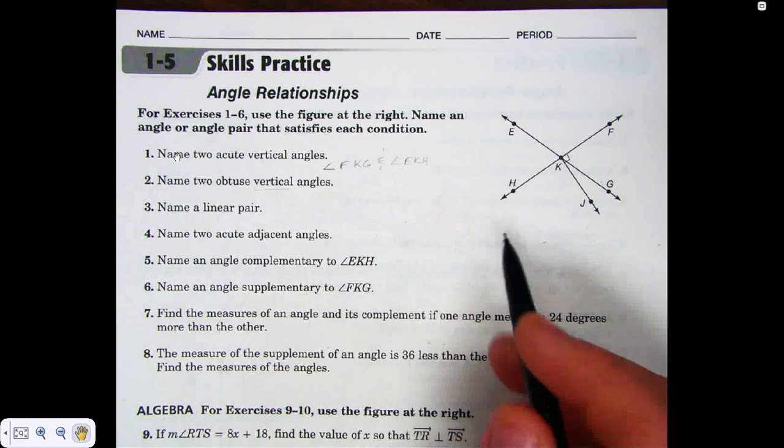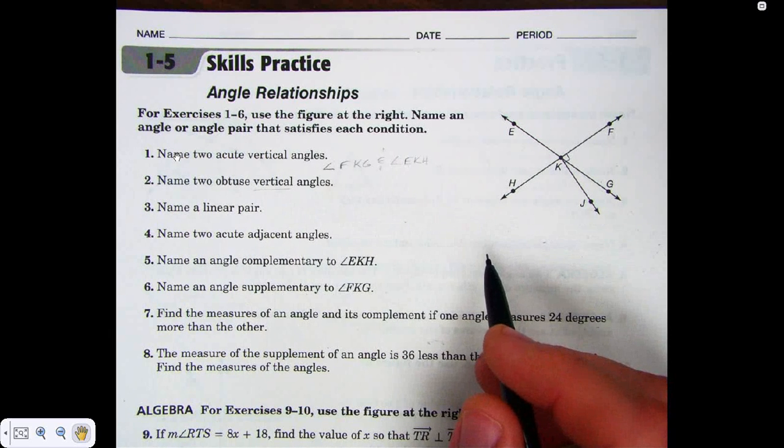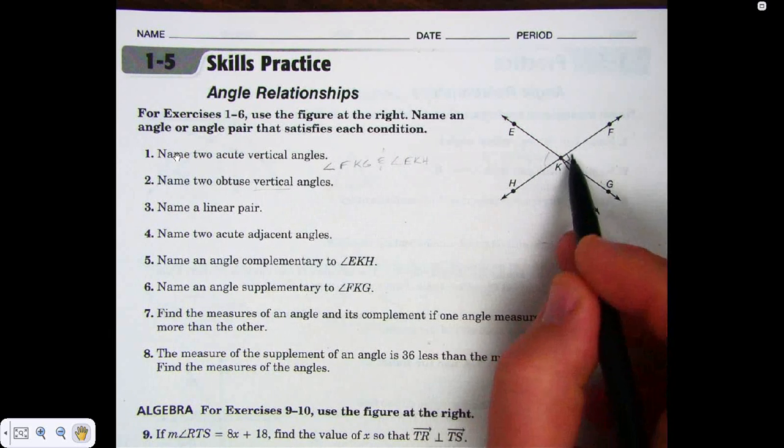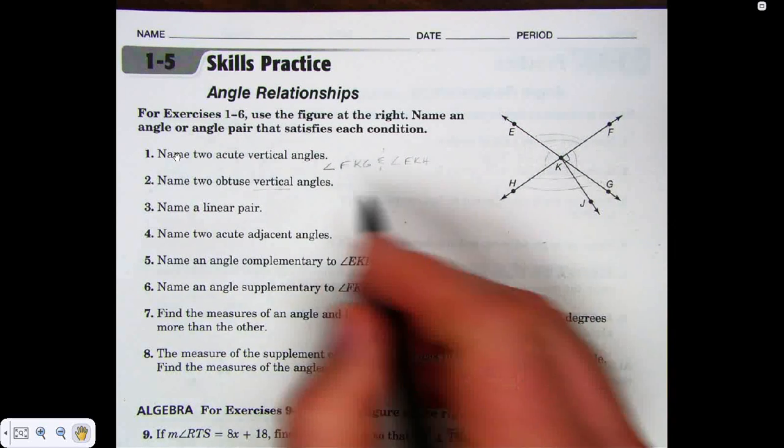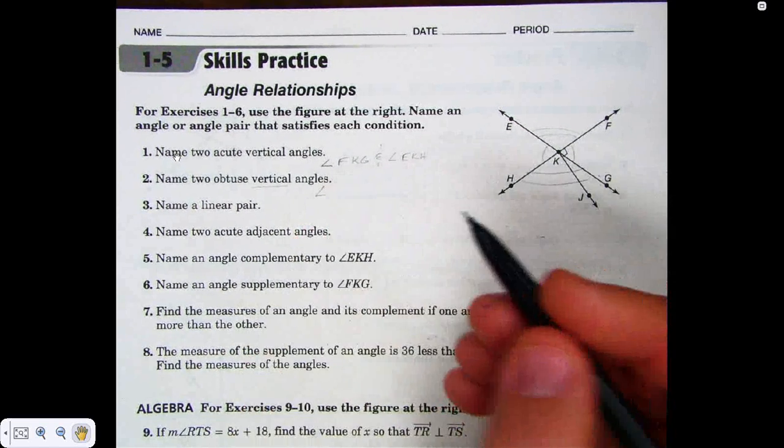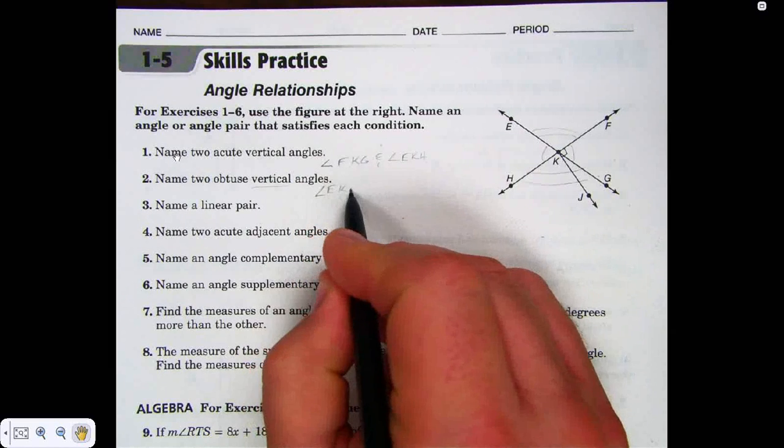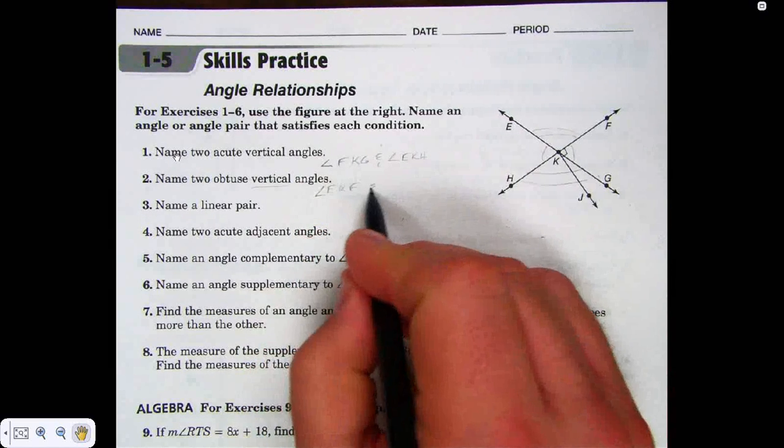Name two obtuse vertical angles. Well, these were the two acute ones, right? What are the obtuse ones? These two, right? So how would I name those? Angle EKF and angle what?